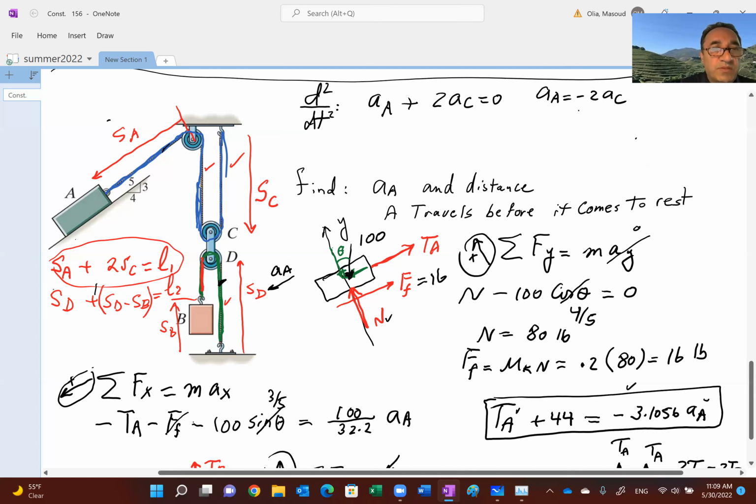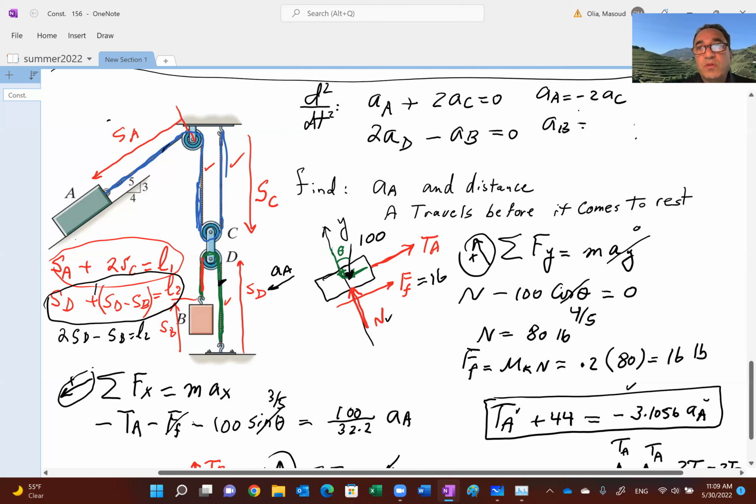All right, go ahead and do the time derivative of this guy twice. So first of all, you get 2 S sub D minus S sub B equals that L2, right? So we get 2 acceleration of D minus acceleration of B equals 0. So this says acceleration of B is equal to 2 acceleration of D. All right, but this still doesn't establish a relation between acceleration of A and B. The last thing I got to do is establish a relation between acceleration of C and D.